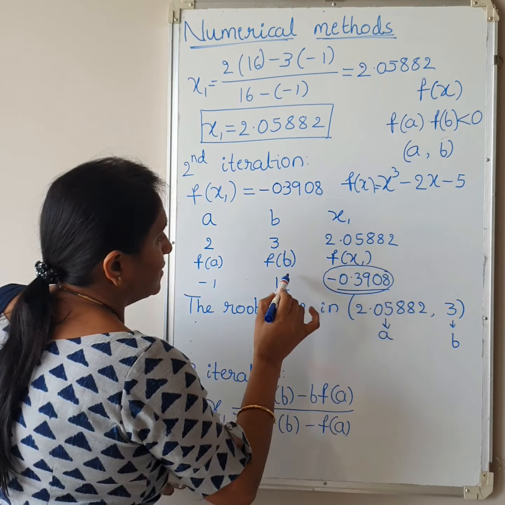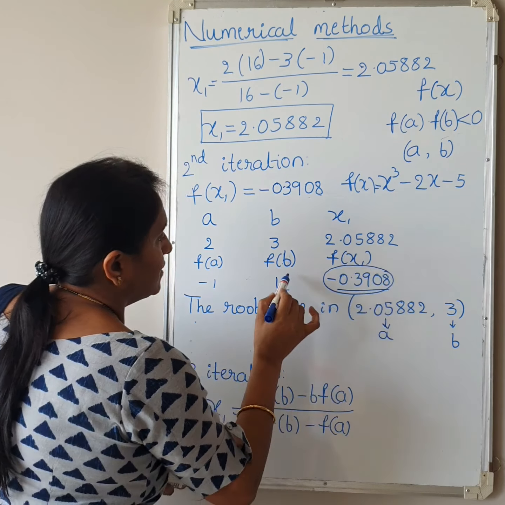A is 2, f of B is 0.2314, minus 3. Okay, A f of B minus B f of A, that is 0.5979, divided by f of B. f of B is 0.2314 minus f of A. f of A is minus 0.5979. Calculate it. Its answer is x1 is 2.7209. x1 is equal to 2.7209.